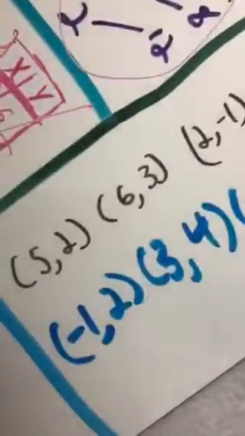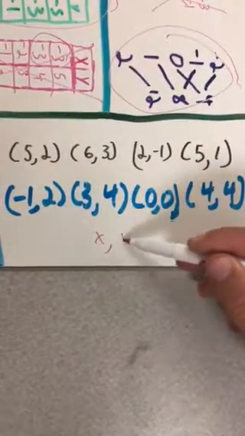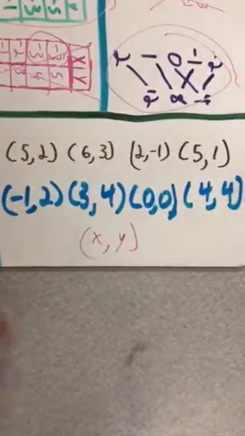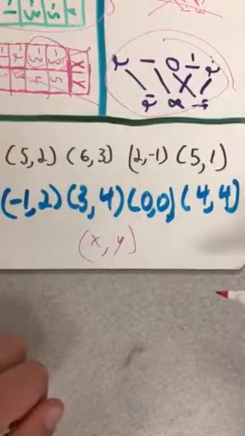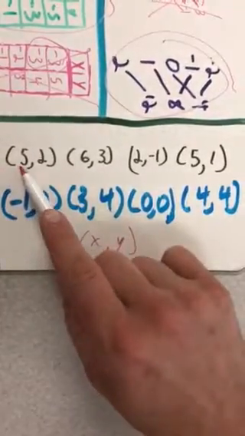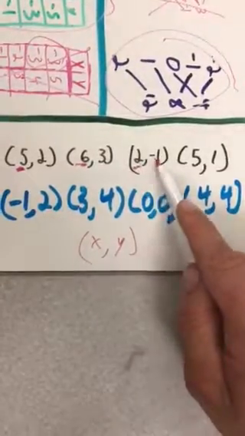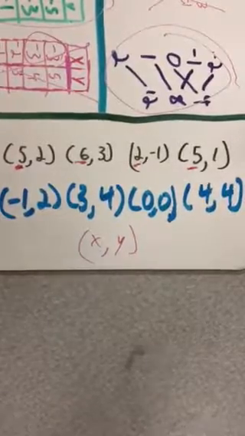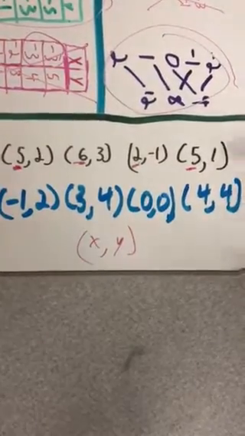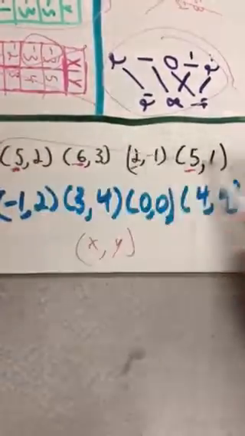Okay, let's go over to these ordered pairs. Remember with ordered pairs, guys, what comes first? X, y. If we see anything that repeats an x value, it's not a function. So let's look right here. 5, 2, 6, 3, 2, -1, 5, 1. Did you hear a repeated x value? Yep, 5. I can't have 5, 1, and I can't have 5, 2. That one's not a function.